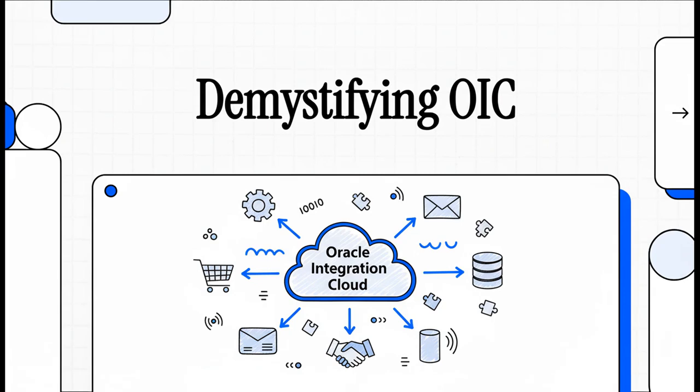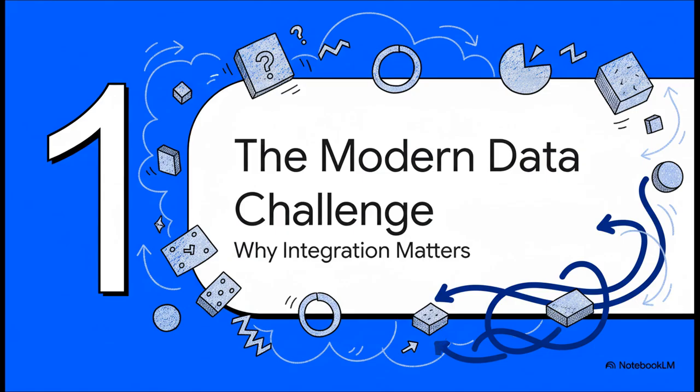All right, today we're going to tackle something called Oracle Integration Cloud, or OIC for short. Now, if you've ever felt like your business is running on a whole bunch of different apps that don't talk to each other, you're not alone. And OIC, well, it's basically the essential glue that holds everything together, making sure all your most important applications can communicate seamlessly.